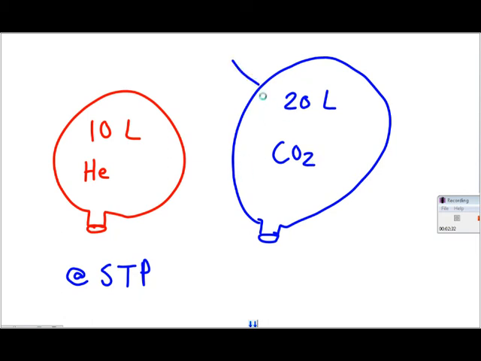This balloon contains more molecules because it's taking up twice as much space. And so if it's taking up twice as much space, there are 2 times as many molecules inside this balloon versus this one. In order for a gas sample to be twice as large, it would have to contain twice as many atoms, moving around inside, colliding with the balloon, pushing the balloon outwards.